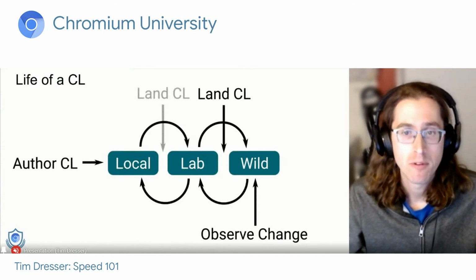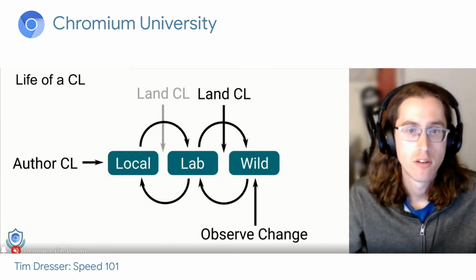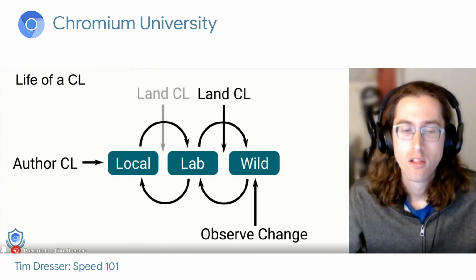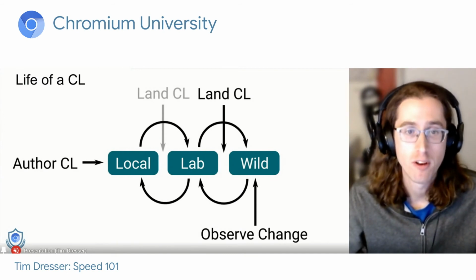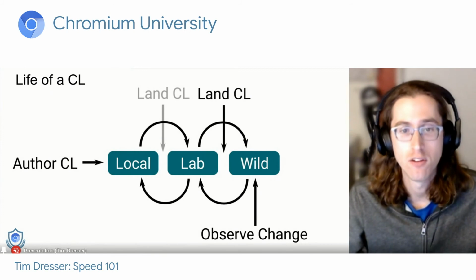When something happens in the wild that we don't understand, we go back to the lab and local tools to figure out what's going on. Local tools tend to be much more actionable than the data we see in the wild, but the wild is much more able to really capture the magnitude of an improvement or a regression.